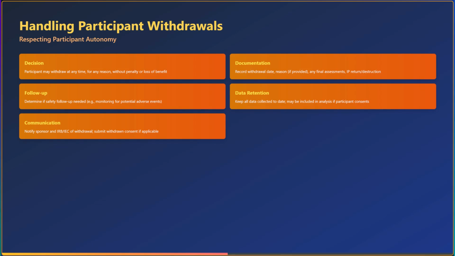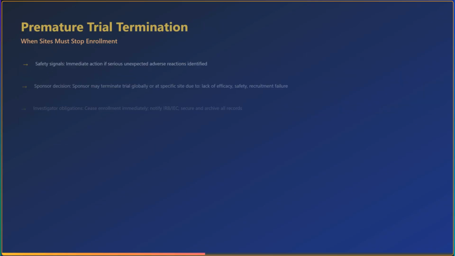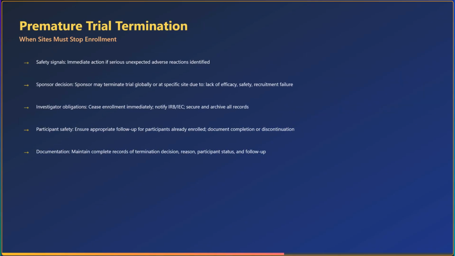Makes sense. And what about all the data you've collected up to that point? Can that still be used? Only, and this is important, only if the participant gives specific consent for that when they withdraw. You have to ask and document their choice. And regardless of their data decision, you must notify the sponsor. And just as importantly, the IRB or IEC, the ethics committee, right away.